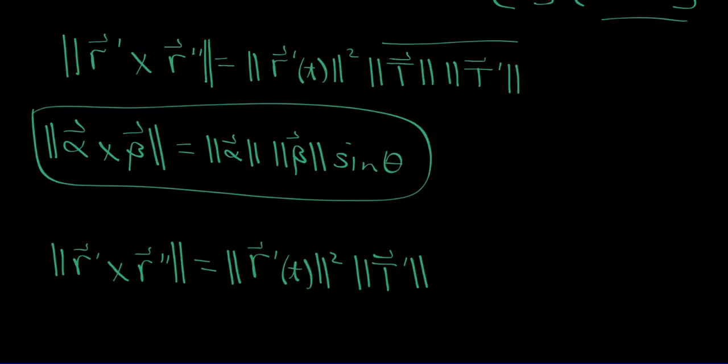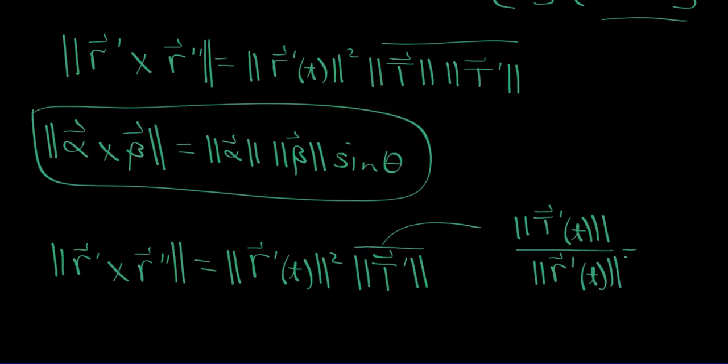Okay, does everybody see how I got that far? Well, it's a unit vector by definition. Now, let's take a look at this bad boy right here. Remember we said the magnitude of T prime over the magnitude of r prime. Didn't we say that was curvature? That was one of our definitions for curvature, right?